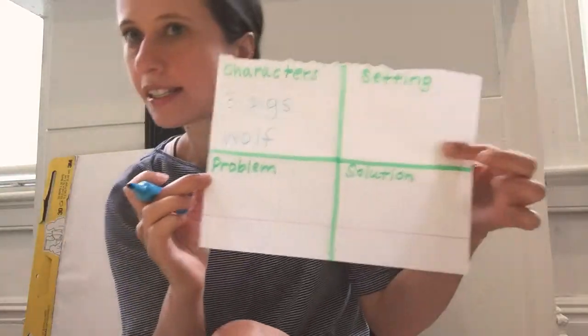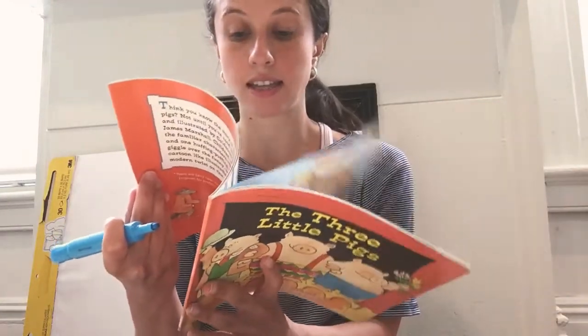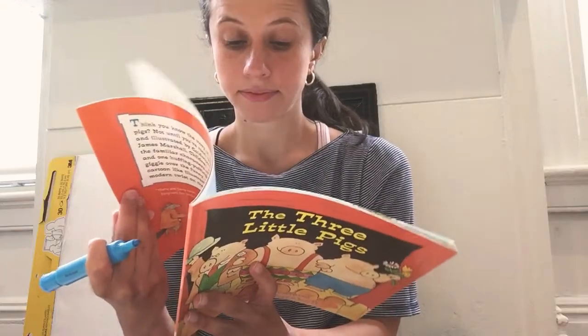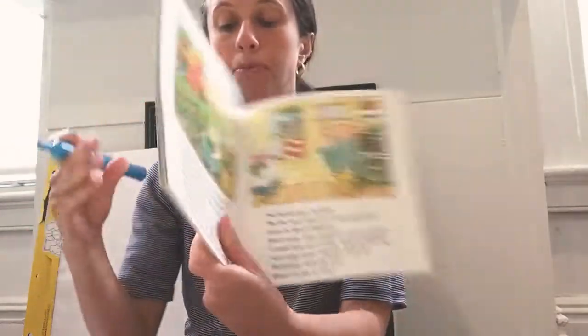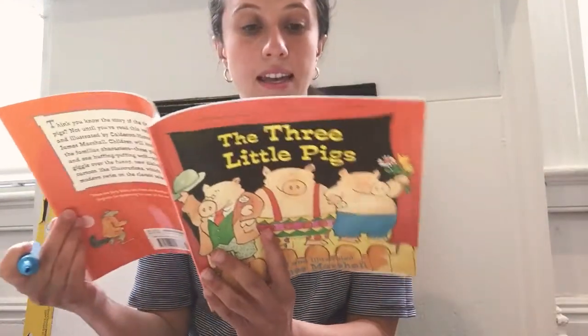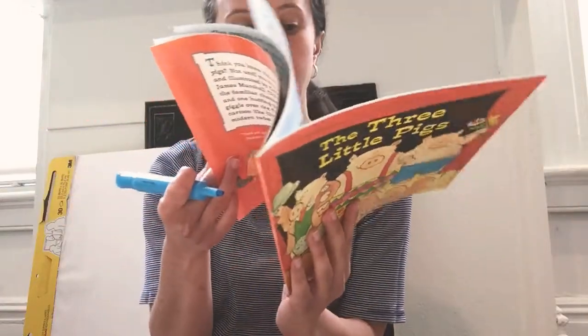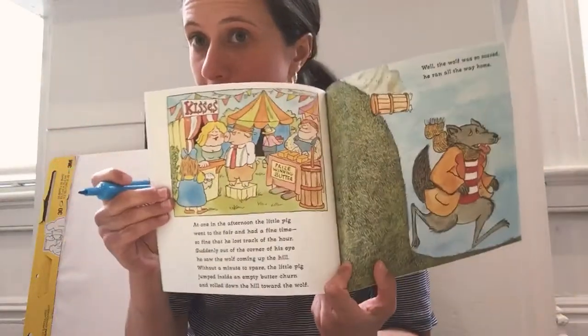Now the setting, where does this story take place? Well, it takes place in a lot of different places. It takes place at the different houses of the pigs. It takes place on Farmer Jones's turnip farm. It takes place in Merry Meadow, where they picked apples. And it takes place at the fair. So that's a lot of different places that the story takes place.